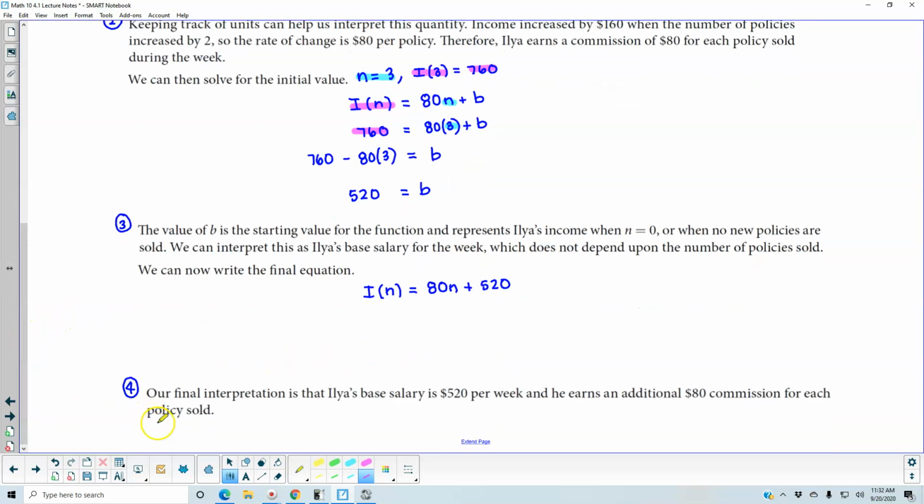Now, in part 4, our final interpretation is that Ia's base salary is $520, which is a fixed amount per week, and he earns an additional $80 commission for each policy that is sold.